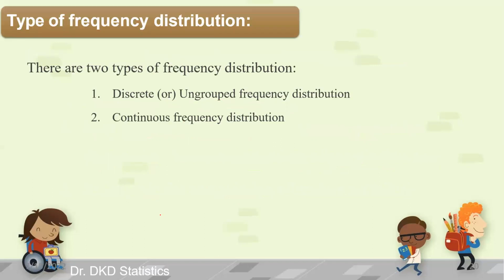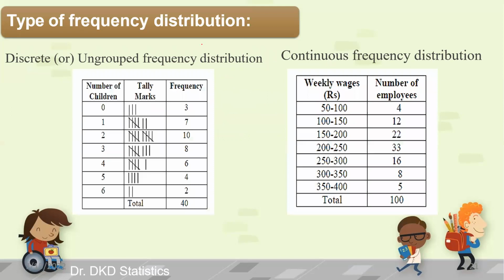Now, there are two types of frequency distributions we need to understand. One is known as the discrete frequency distribution or ungrouped frequency distribution, and the second one is known as the continuous frequency distribution, or we can say grouped frequency distribution. There are two types we need to understand. The discrete or ungrouped frequency distribution we can understand with the help of these tables.